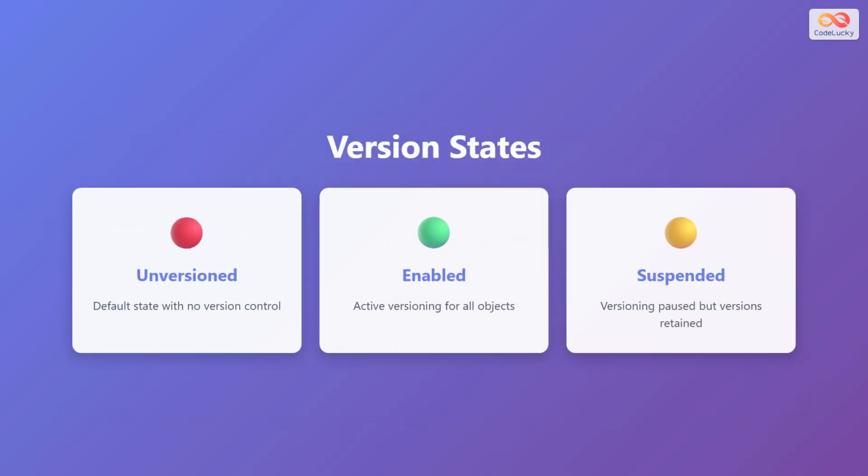An S3 bucket can be in one of 3 versioning states. Unversioned is the default state where no version control is applied. Enabled means versioning is active and all objects are being versioned. Suspended means versioning is paused, but all existing versions are retained and remain accessible.